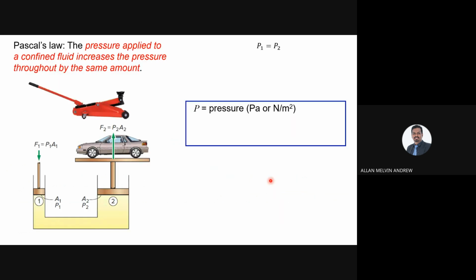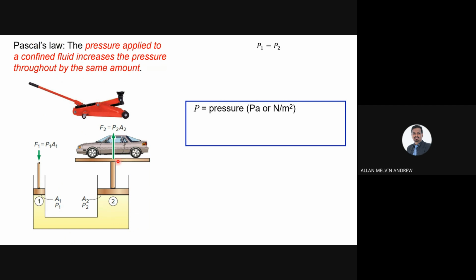Then Pascal's law also came in your exam. All these are just a revision. We have studied this earlier, but it's good to do some revision. Pascal's law: the pressure applied to a confined fluid increases the pressure throughout by the same amount. That's why we always have this doubt: how in a car workshop you just apply a small force, but you can lift the car. It's because of Pascal's law.